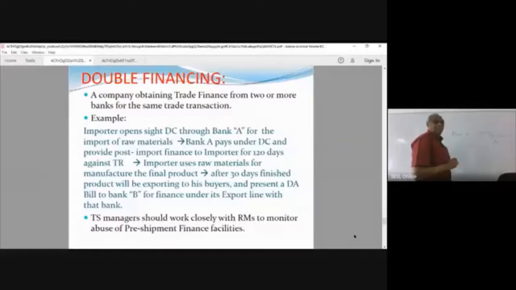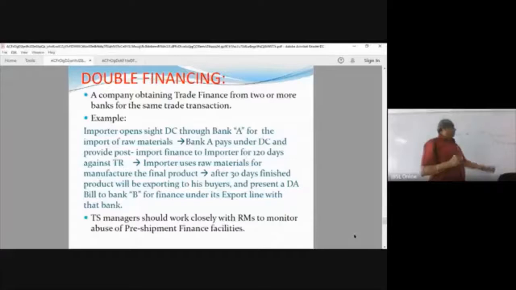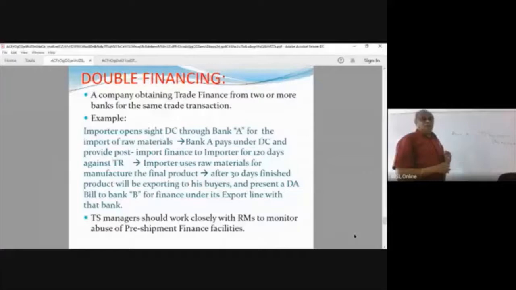Pay by 120 days TR, a trust receipt facility. Okay? So what are you going to immediately pay? We have granted them 120 days TR, and they have to settle my TR loan after 4 months.